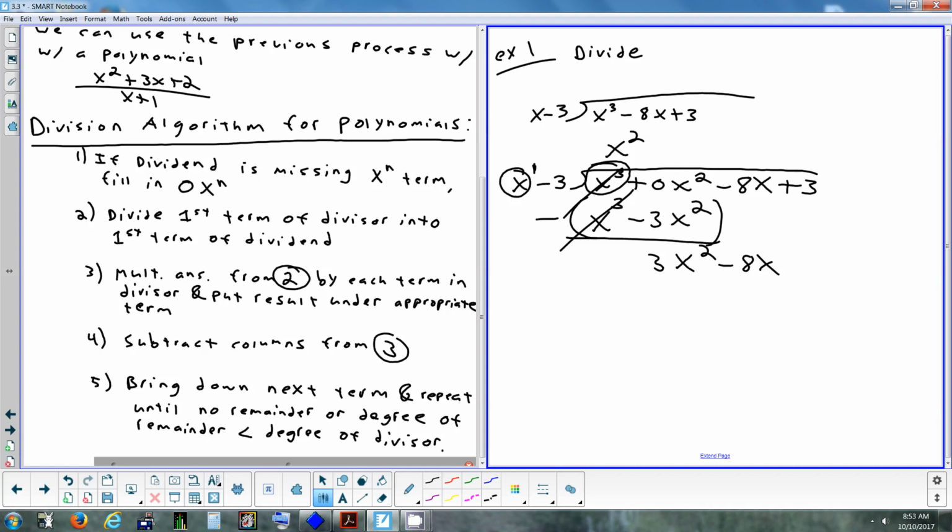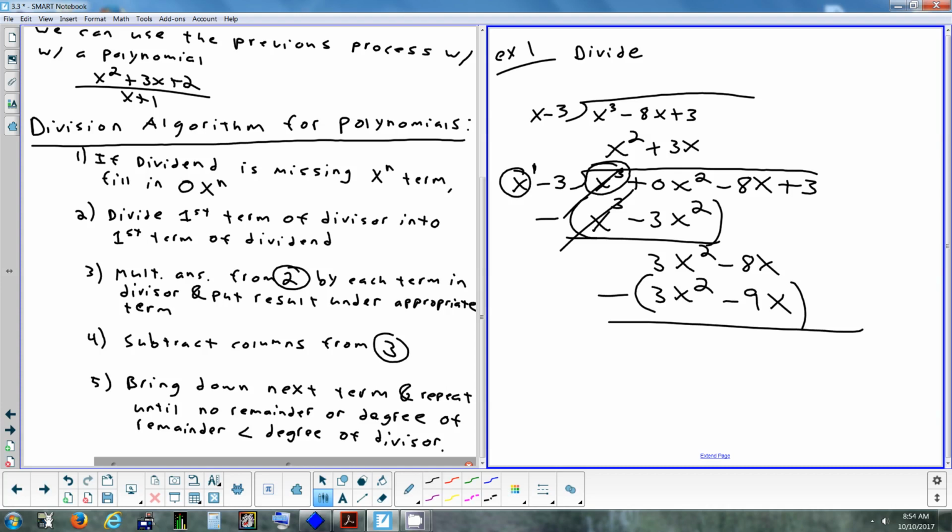3x. Yep, 3x. Good. Now we're going to multiply the 3x back out. Okay, so Tessa, what's 3x times x? 3x squared. And then 3x times negative 3. Yep, negative 9x. Now you want to subtract those columns. So switch the signs, put a negative in front, however you can remember to do it.